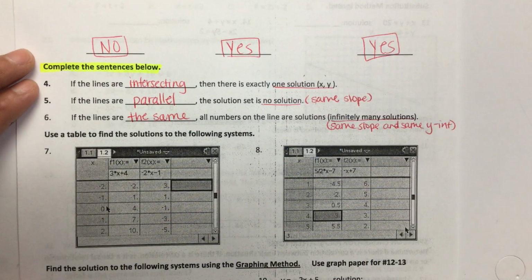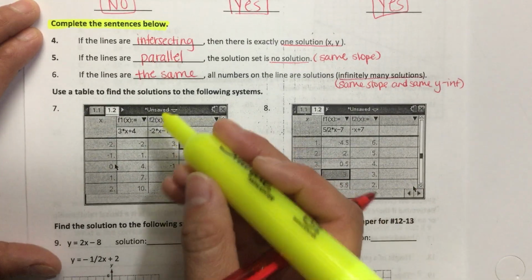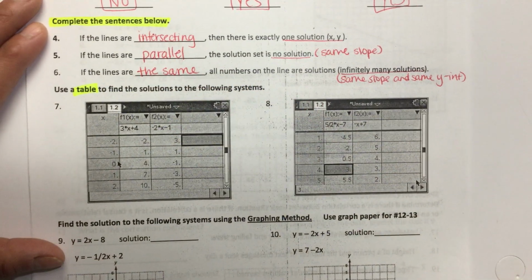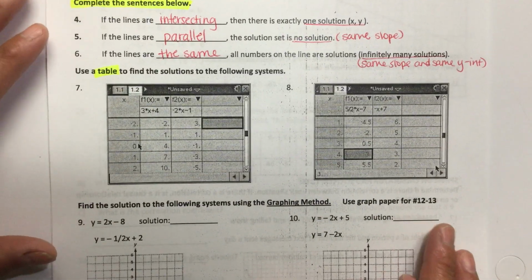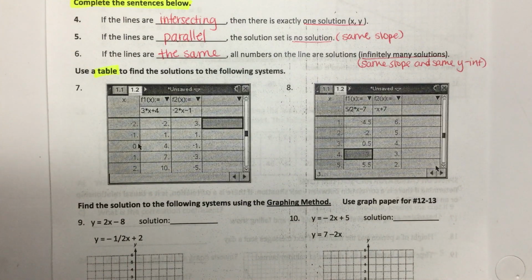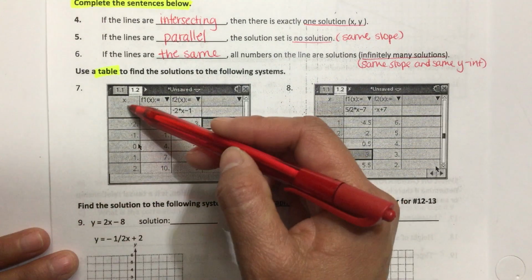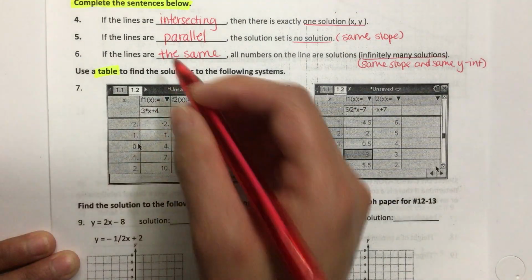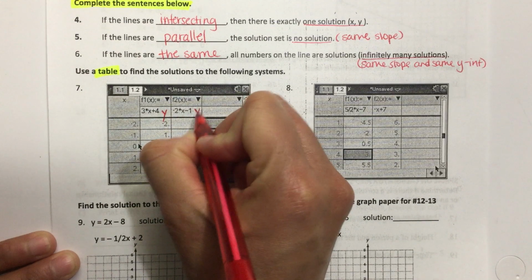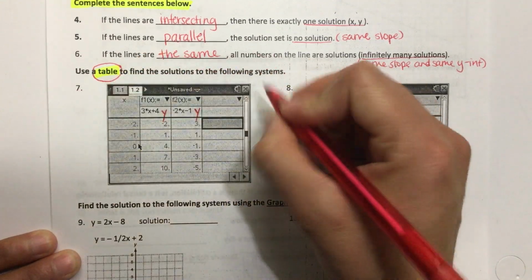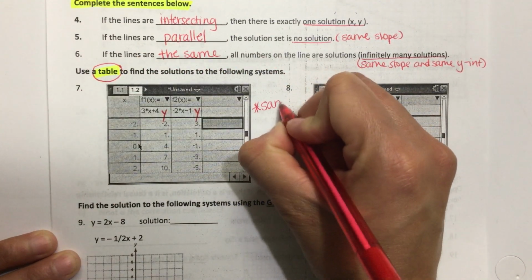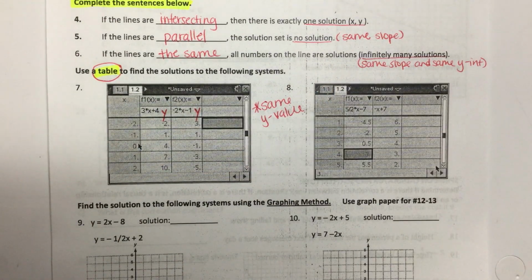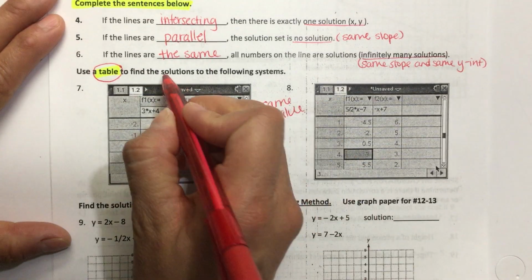Let's move on to 7 and 8. Use a table to find the solutions to the following system. So you want to remember, when you're given a table, you're no longer looking at a picture of a graph where you find their point of intersection. You're given your x values and the y value for each individual equation. What I'm looking for in a table is the same y value.